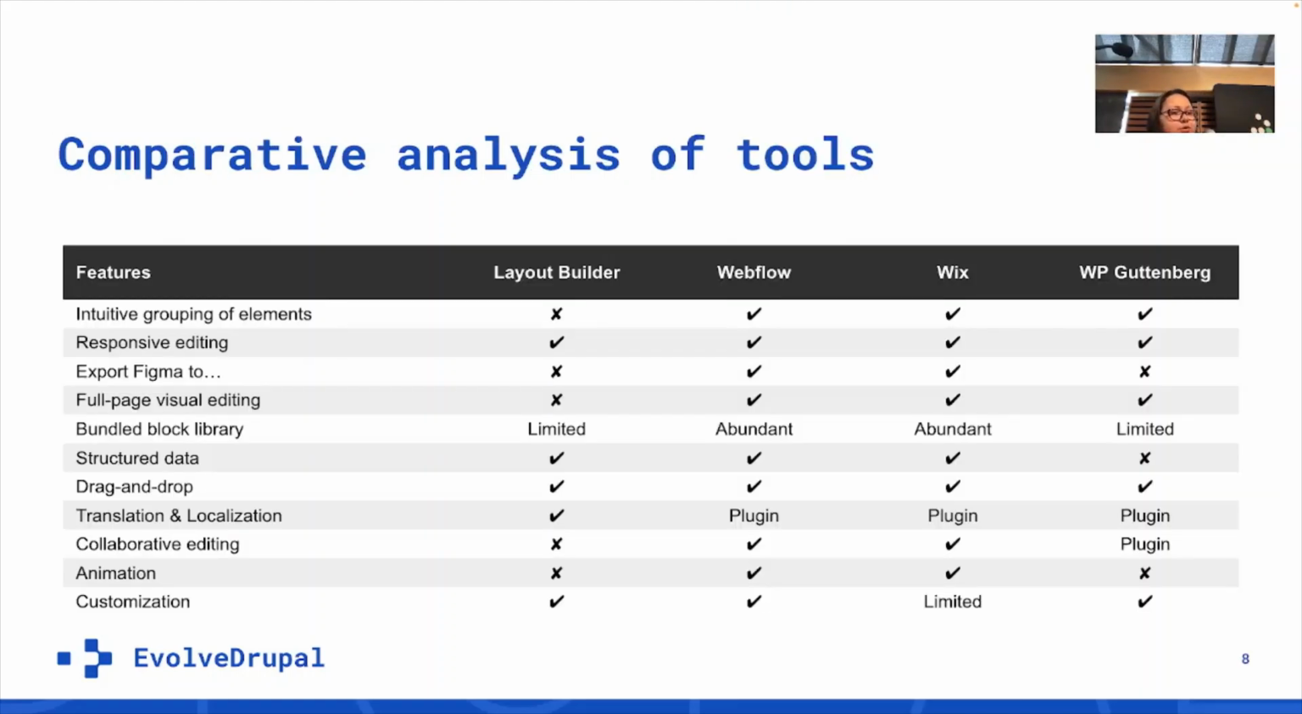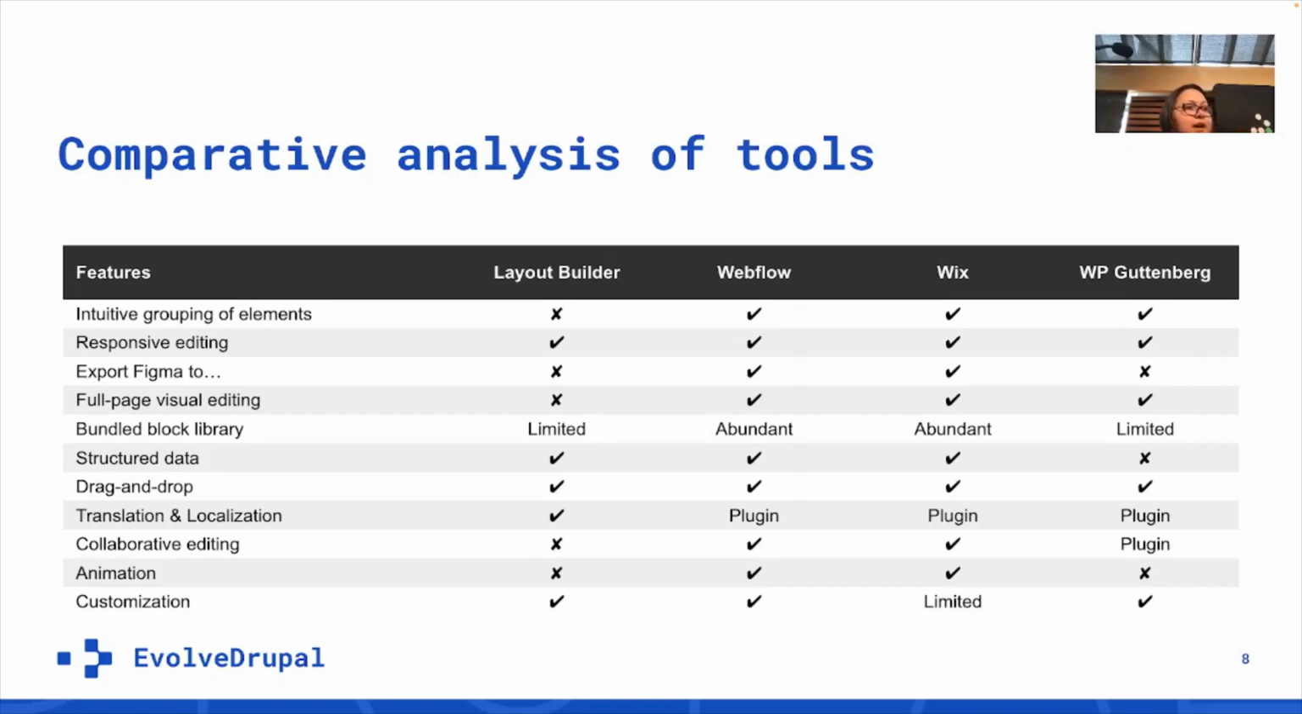To do all of this, we started by doing a comparative analysis of different tools, which included looking at Layout Builder, and looking at Webflow, which I think one of my colleagues is presenting about in the next room. We also investigated Wix and Gutenberg, and we tried to come up with a comparative table that says what are some things that all of these tools have that Layout Builder may be lacking and that people actually love. So that was one part of it.